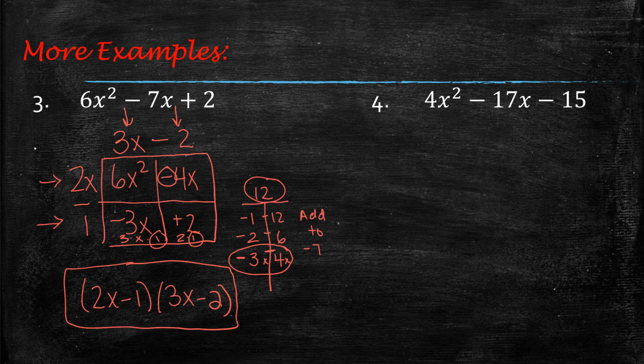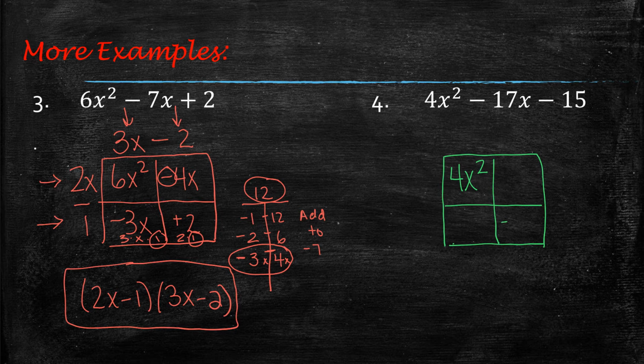All right, let's go to our last example, 4x squared minus 17x minus 15. This does not have a common factor, so go ahead and start to make your box. In my first box, I'm going to put that 4x squared. In the last box, I'm going to put negative 15. Now we need to multiply 4 times negative 15, which gives us negative 60. And we're looking for factors of negative 60 that add up to that b term, which is negative 17.